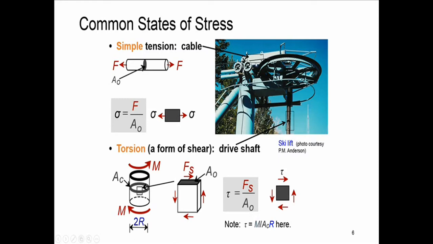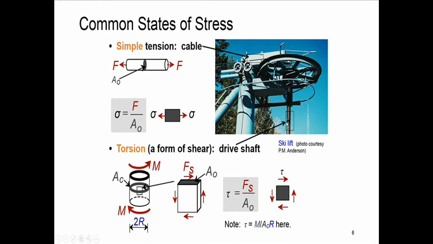If we look at a small part of this cable, we can draw it schematically as shown here. Because the cable is under stretch, we will have a tensile force acting normal to this area. Remember, this area is the cross-sectional area when unloaded. Therefore, the tensile stress can be defined as F divided by A0.